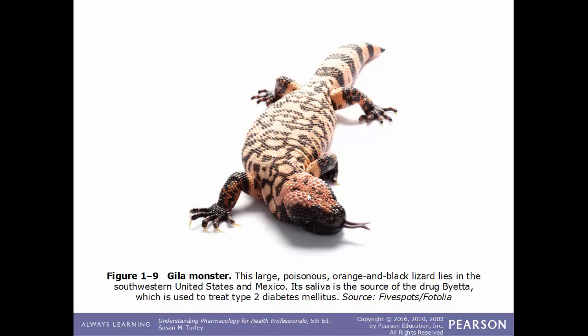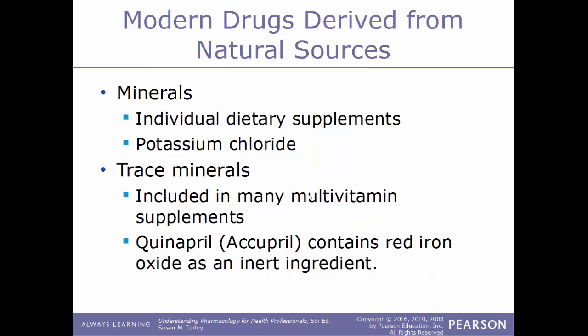The saliva from this poisonous lizard is a source of the drug Byetta, used to help treat type 2 diabetes. Drugs can also be derived from minerals. These will include individual dietary supplements, such as potassium chloride. For trace minerals, these are included with multivitamin supplements. And the drug Accupril contains red iron oxide as an inert ingredient. So drugs can be derived from not only plant sources, but also animal sources and minerals.